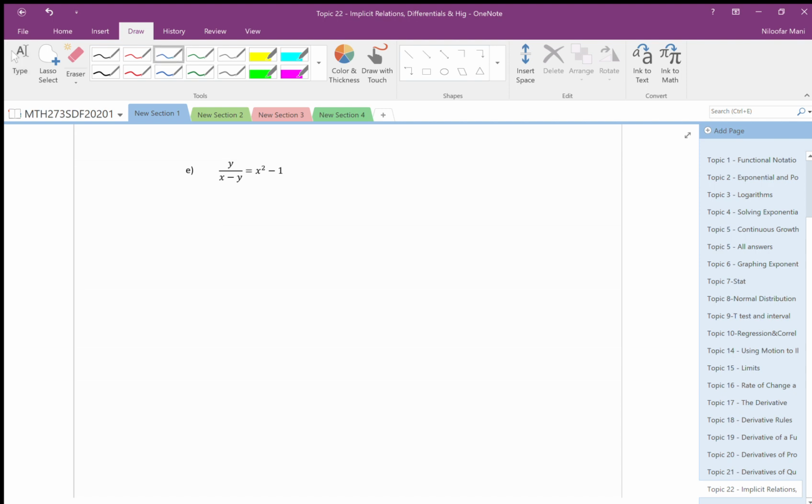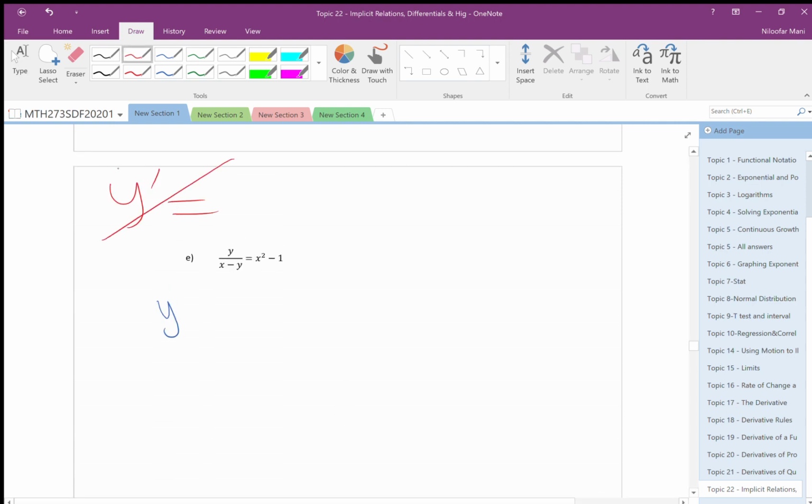Okay, so I do derivative of both sides. So it is y. So do I start from y prime equal? No, no. Y prime equal? No, no. Okay, so you don't. So you do derivative of both sides equal. So derivative of left side equal derivative of right side.